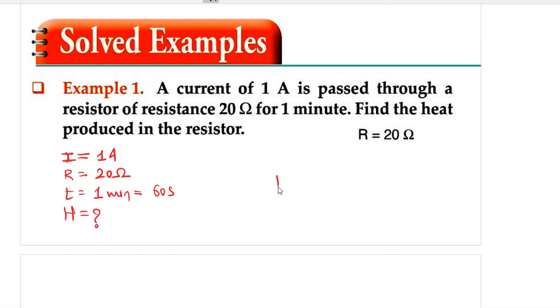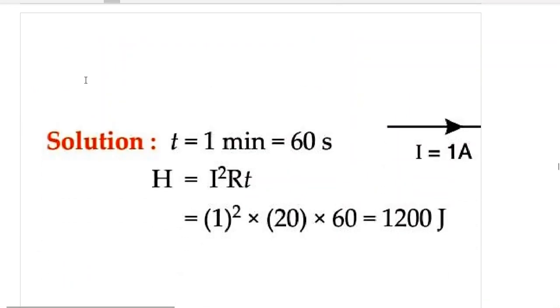You remember the formula for heat? Heat is equal to I square RT. So 1 square into 20 into 60. That is 1200 joule. 1200 joules of heat is produced in the resistor. Correct? Let's check the answer. Perfect.